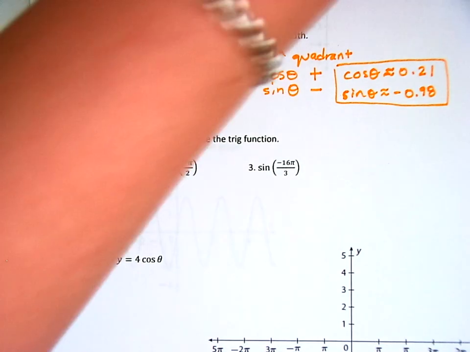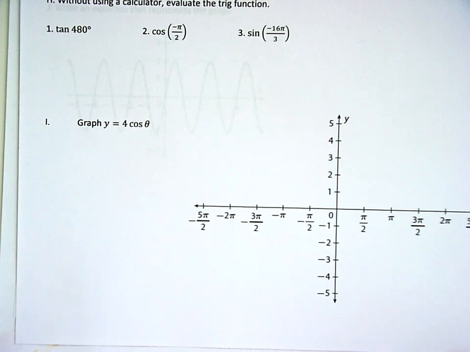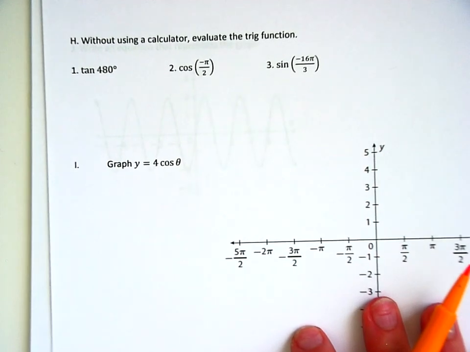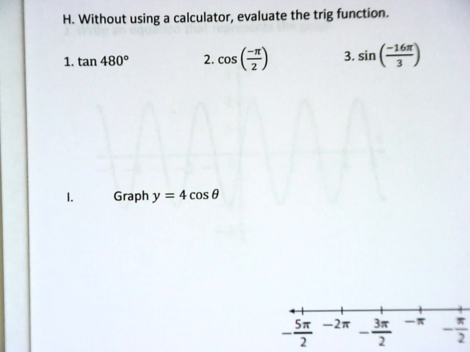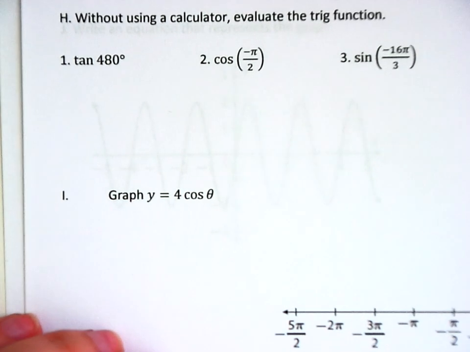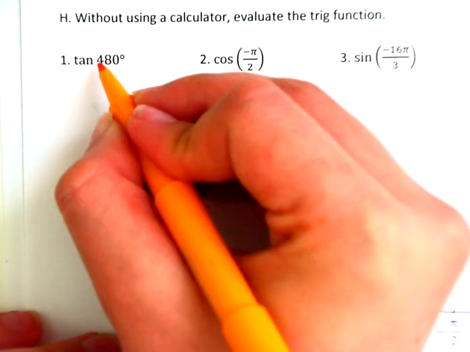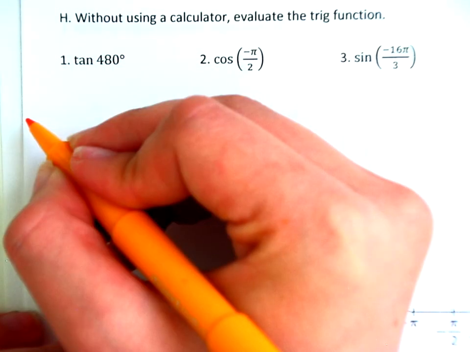All right, the next ones we're not going to use our calculator, so we're going to use what we know about our unit circle. So we have right here our tangent, cosine, and sine functions, and we're going to think about what these look like on our unit circle. So the first one, tangent 480. Well, that's more than a full rotation, so I'm going to find out what the coterminal angle is to that. So I'm going to find if I did a full rotation, how much more would I have to move to get to 480?